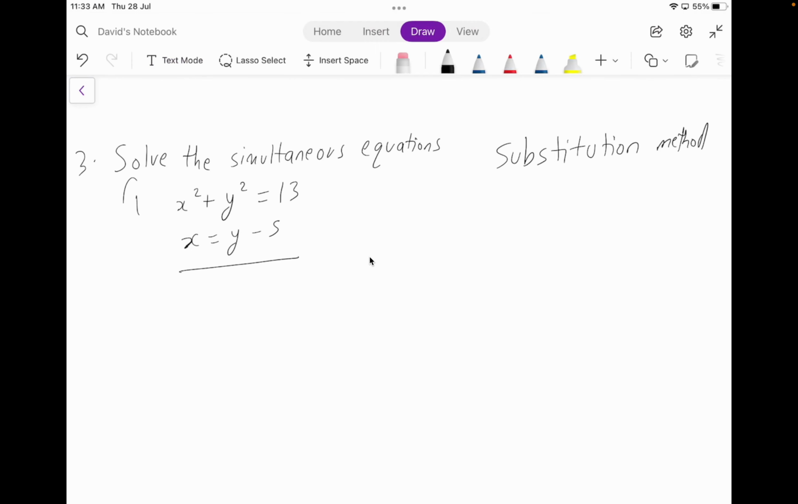I'm just going to name these equation 1 and equation 2. So equation 2 clearly states that x is equal to y minus 5. So we're going to put the value of x into the first equation, that is x squared plus y squared is equal to 13. Since we know x is equal to y minus 5, we can write (y minus 5) in brackets squared, since x is squared, plus y squared is equal to 13.